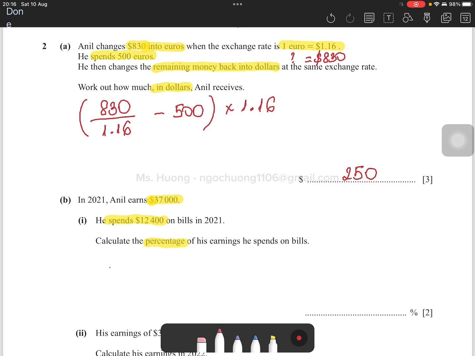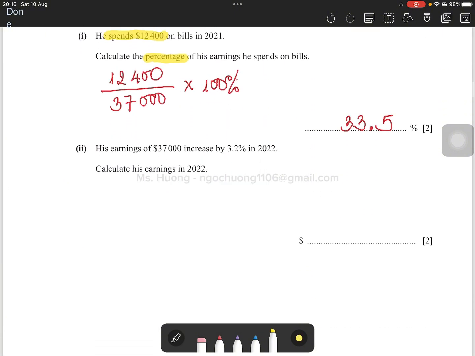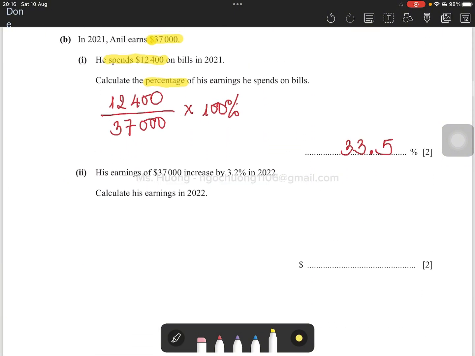So the amount that he spent is $12,400 over the total amount he earned, $37,000. And then we multiply this by 100%, so the answer is 33.5%. Second question, his earnings of $37,000 increased by 3.2% in 2022. So calculate his earnings in 2022.